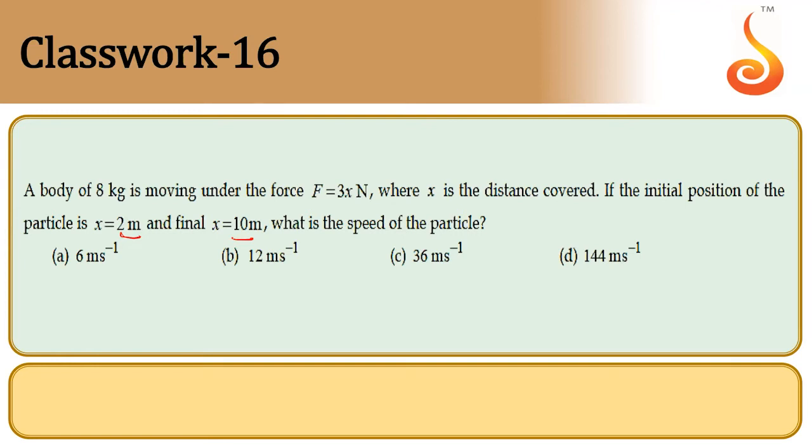See, here we'll use two concepts. One is the work energy theorem. What does the work energy theorem say? Work done on a system should be equal to the change in kinetic energy, that is half mv square minus half mu square.